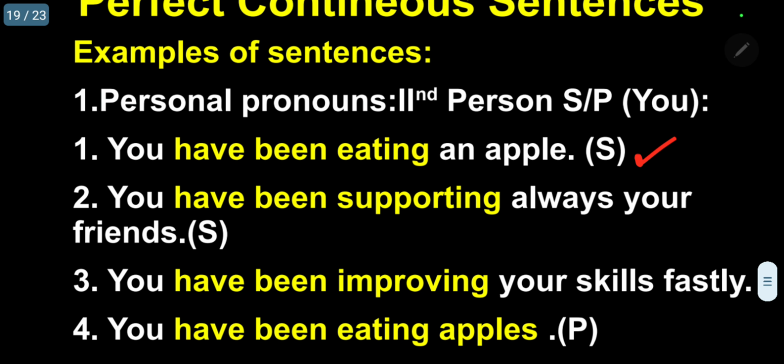Suppose if I want to write in the form of a plural, I can write now, see here, you have been eating apples. நீங்கள் ஆப்பிள்களை சாப்பிட்டு கொண்டிருக்கிறீர்கள். See the difference? So Tamil it is easy to differentiate, but not in English. Okay, number 2. You have been supporting always your friends.